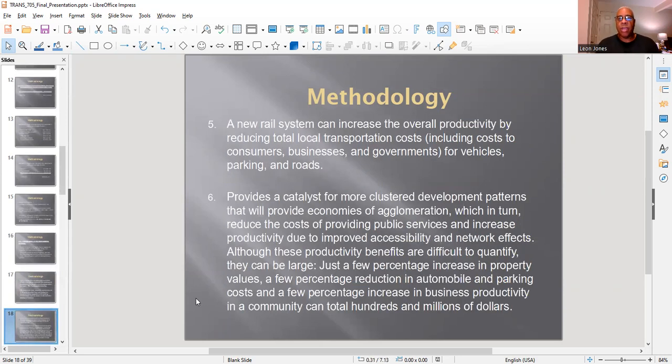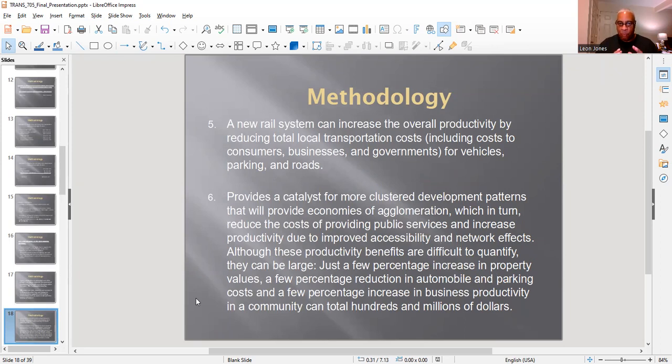Also, a new rail system can increase the overall productivity by reducing total local transportation costs, including costs to customers or consumers, businesses, and governments for vehicles, parking, and roads. And it also provides a catalyst for more cluster development patterns that will provide economies of agglomeration, which in turn will reduce the cost of providing public services and increase productivity due to improved accessibility and network effects. Now, although these productivity benefits are difficult to quantify, they can be large.